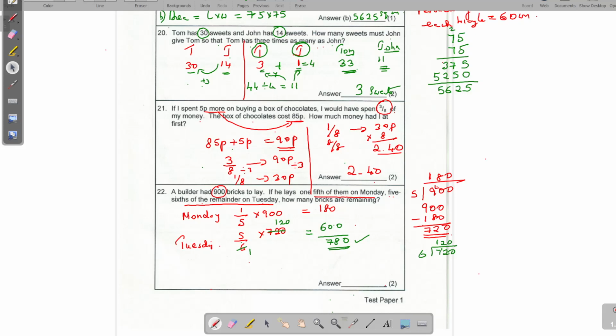Therefore, the bricks remaining would be 900 take away 780, which is 120 bricks. That's the end of the questions.